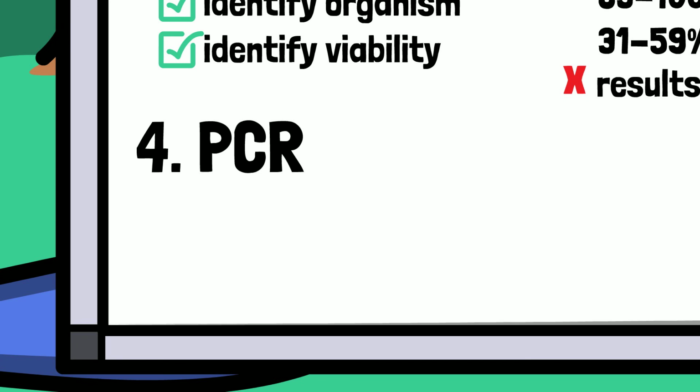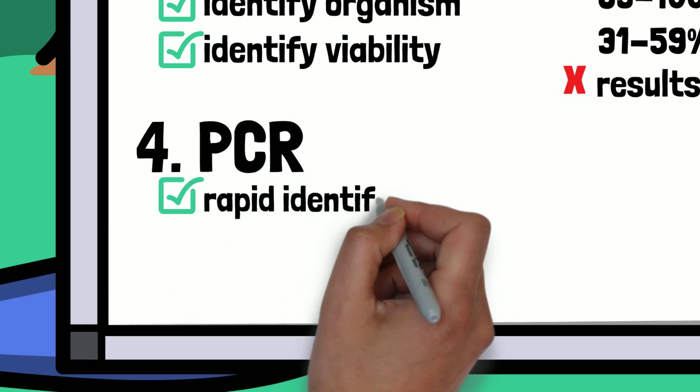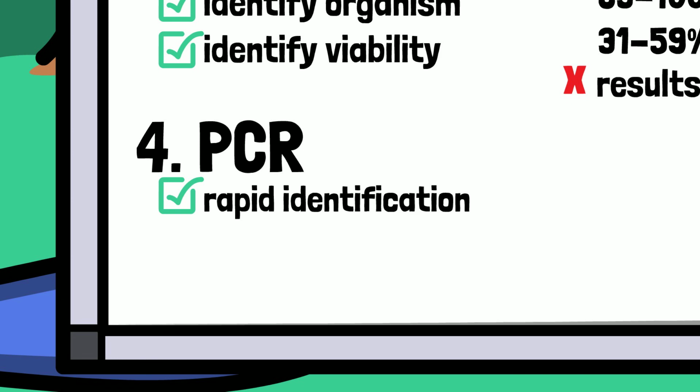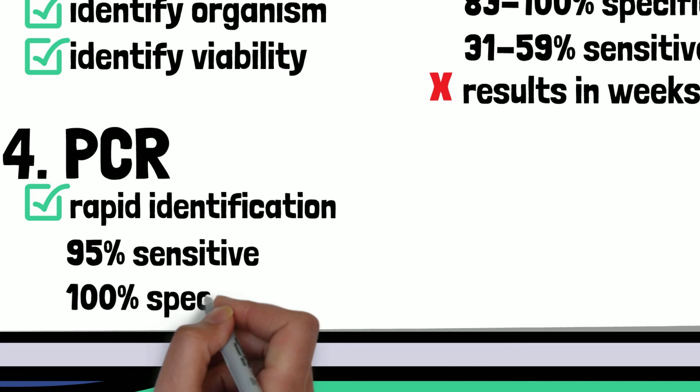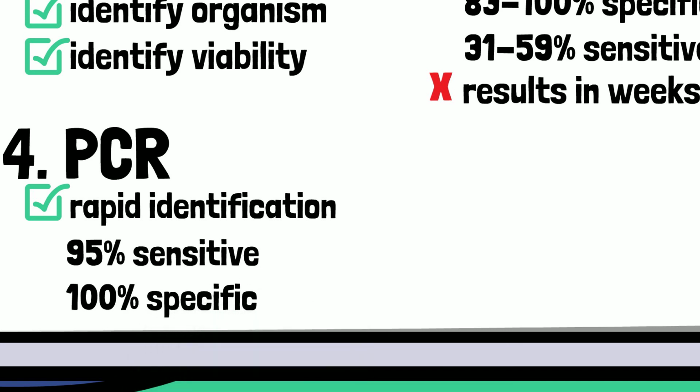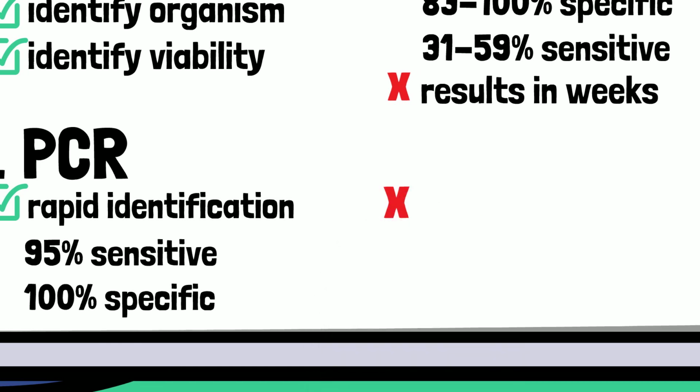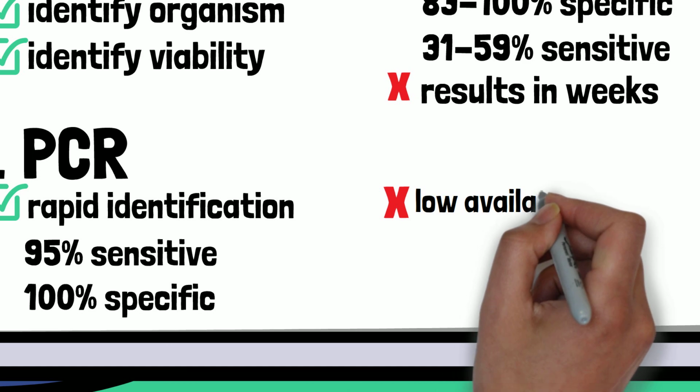Lastly, polymerase chain reaction, or PCR, can be useful in rapidly identifying the organism by detecting fungal DNA. PCR is highly sensitive and specific, thus may be used as a diagnostic tool for onychomycosis. PCR can detect non-viable fungal DNA. Disadvantages of PCR include low availability and higher cost.